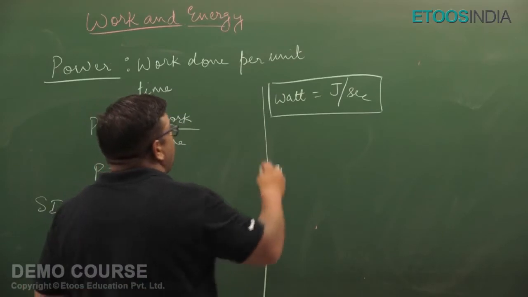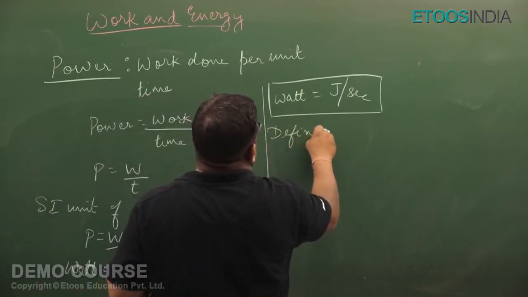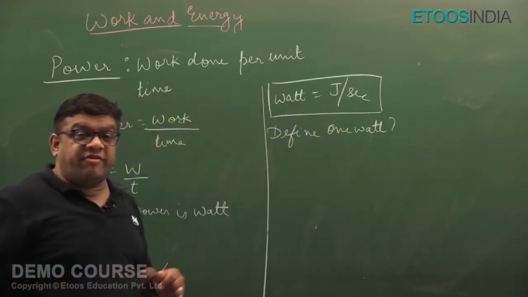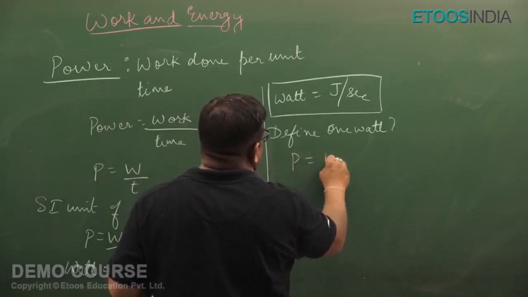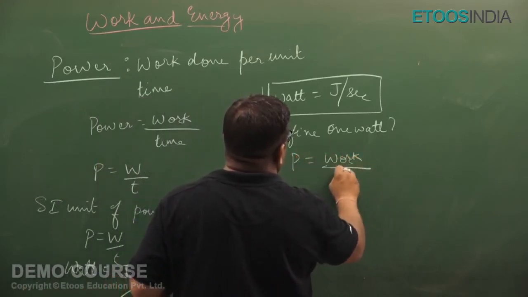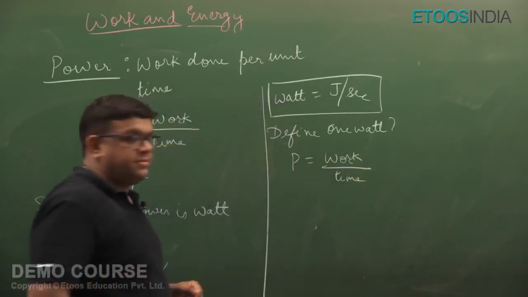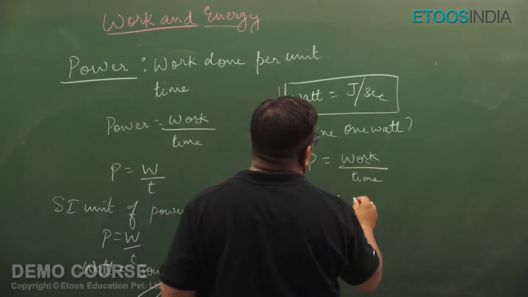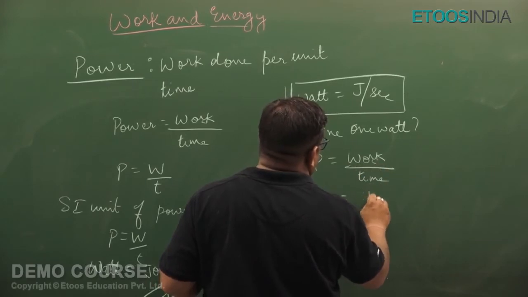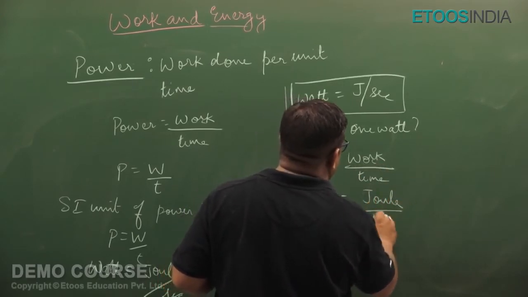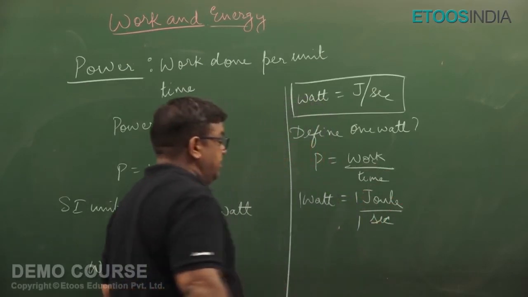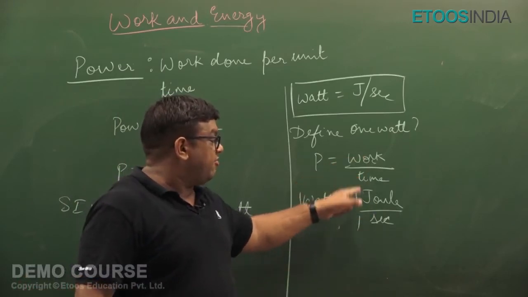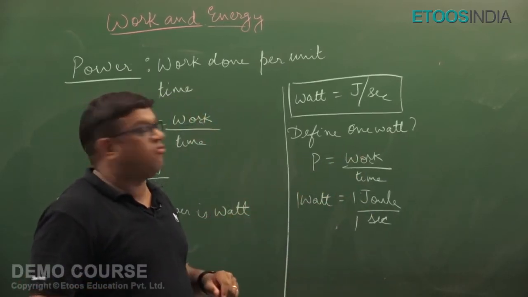No, first of all, let me tell you. Suppose there is a question, it says define 1 watt. So, how will you define it? See, power is equal to work done upon time. Clear? Here I will write watt, which is equal to joules per second. Now, how will we define power? When 1 joule of work is done in the time of 1 second, then power is said to be 1 watt.